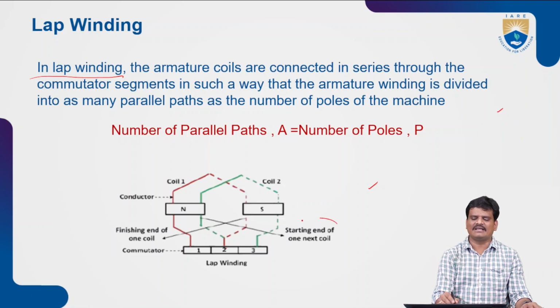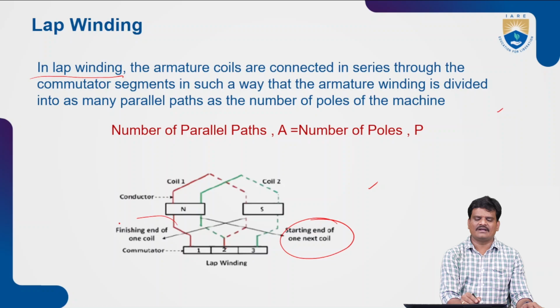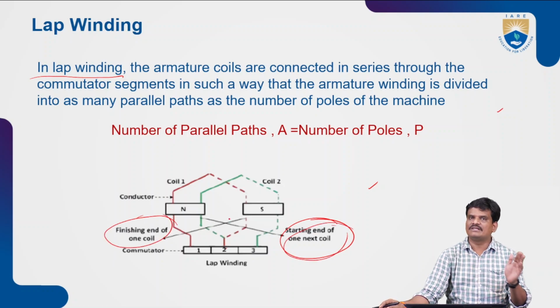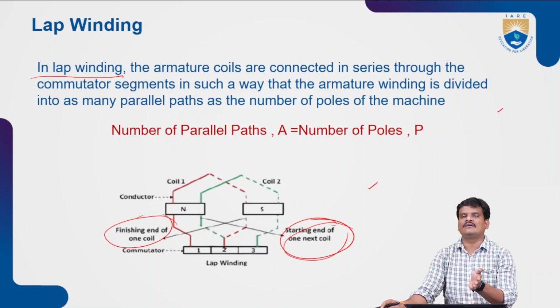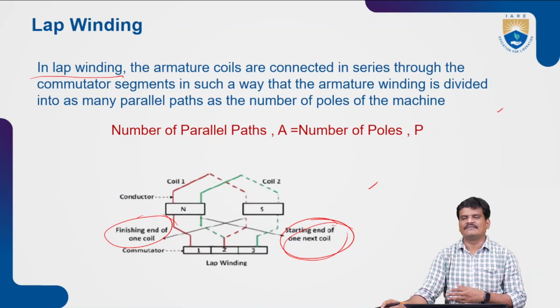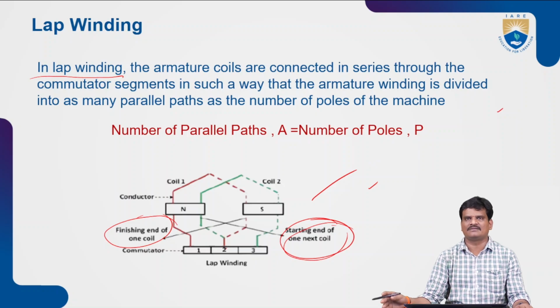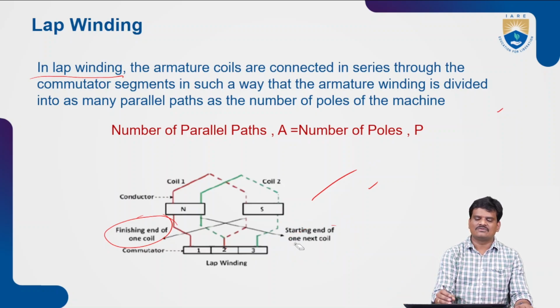And you can see the finishing end of one coil and also the starting end of another coil in this, where the finishing end of one coil should be the starting end of the next coil. The same thing should be repeated depending upon the number of poles here. If the number of poles is 2, this diagram is correct. If it is 100, you need to repeat this particular diagram for 100 coils.